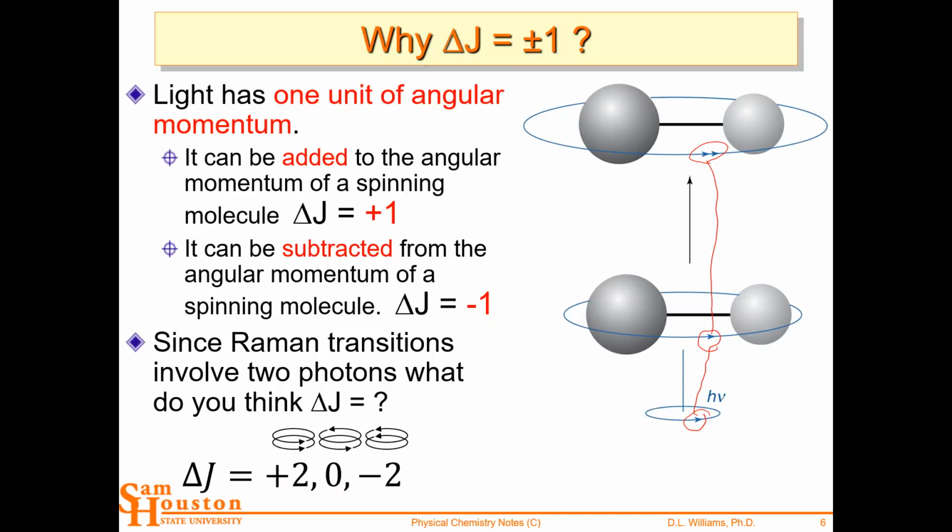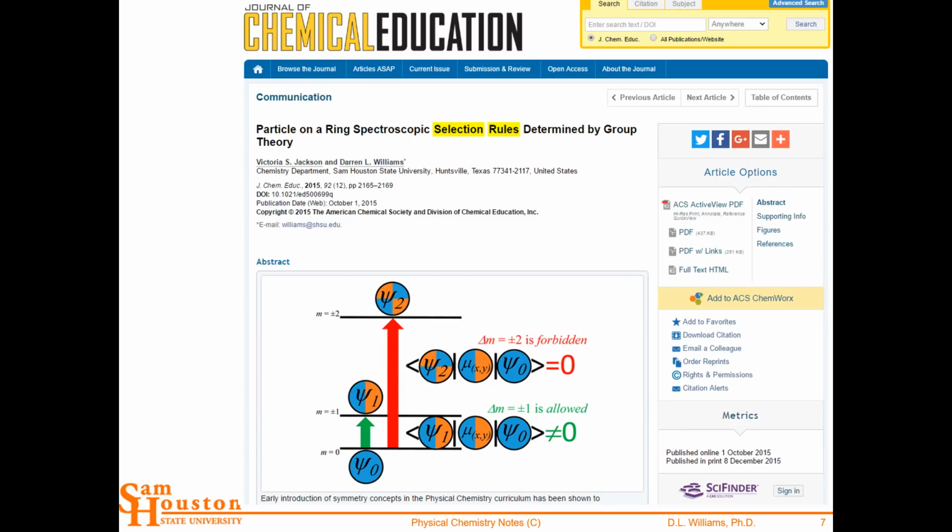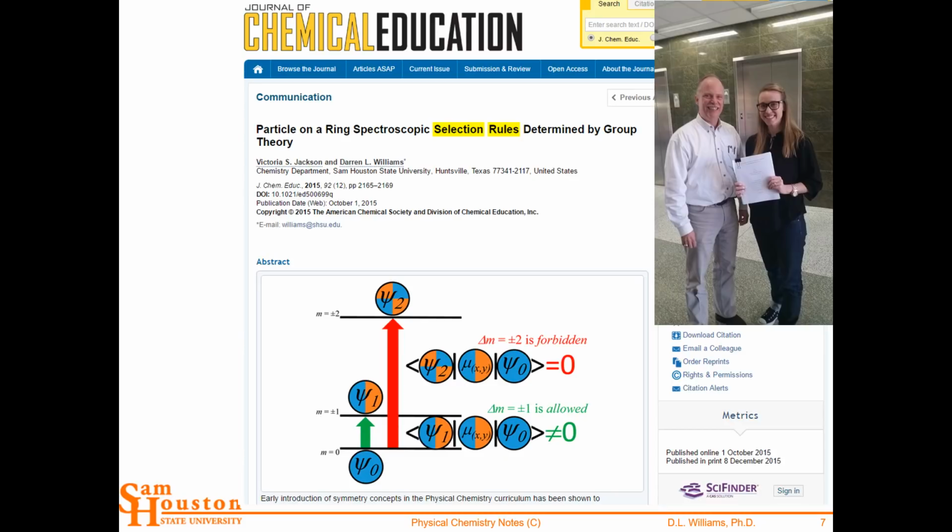This makes sense. You've got something spinning, you could spin it faster if you hit it with something that has angular momentum. But just as a curiosity, I thought, would this make sense if we looked at this from a symmetry point of view? And it does. So this Victoria Spin, my graduate student a few years back, helped me write this paper where she did all of the math and so on associated with rotational wave functions and the symmetry arguments.